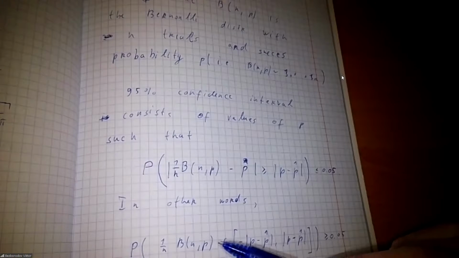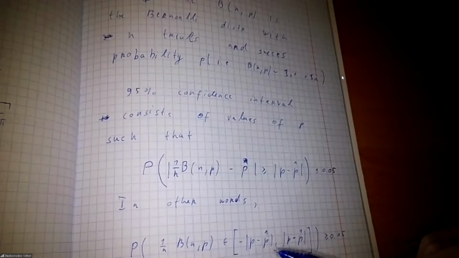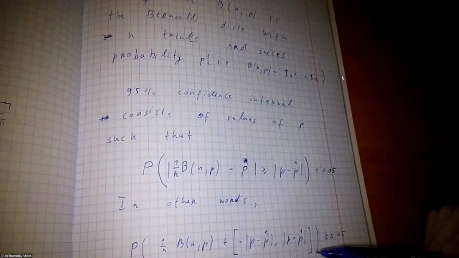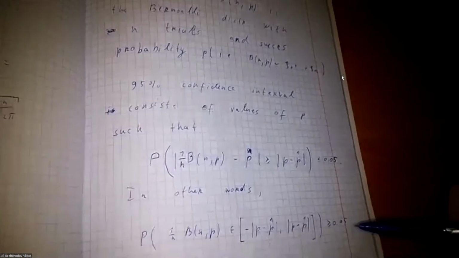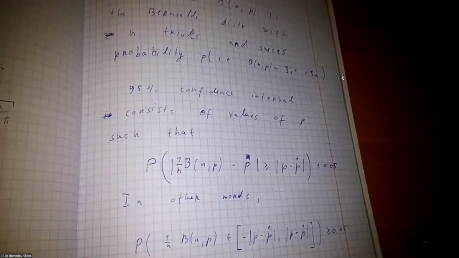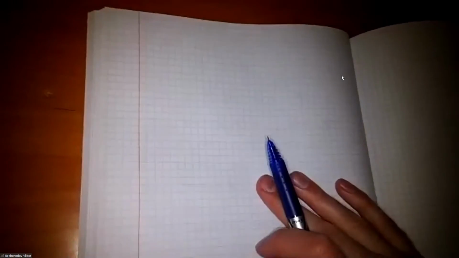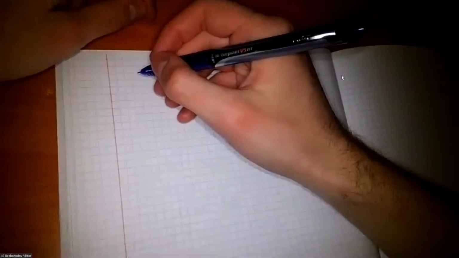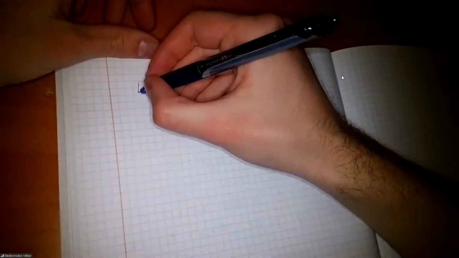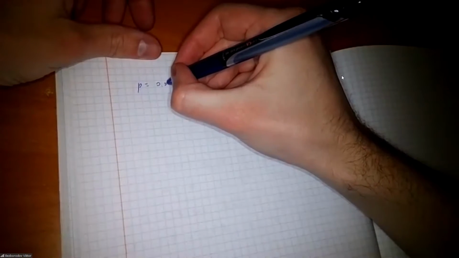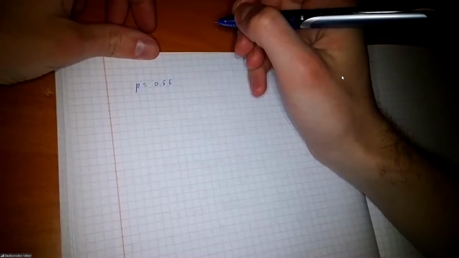So the probability that your sample mean is going to be in this interval should be larger than 0.05, right? And this is basically how you can, maybe it's a little bit simpler to look at it, so let's just consider an example, right? So how do we determine whether p is in this interval or not? So let's just take p equal to this, right?